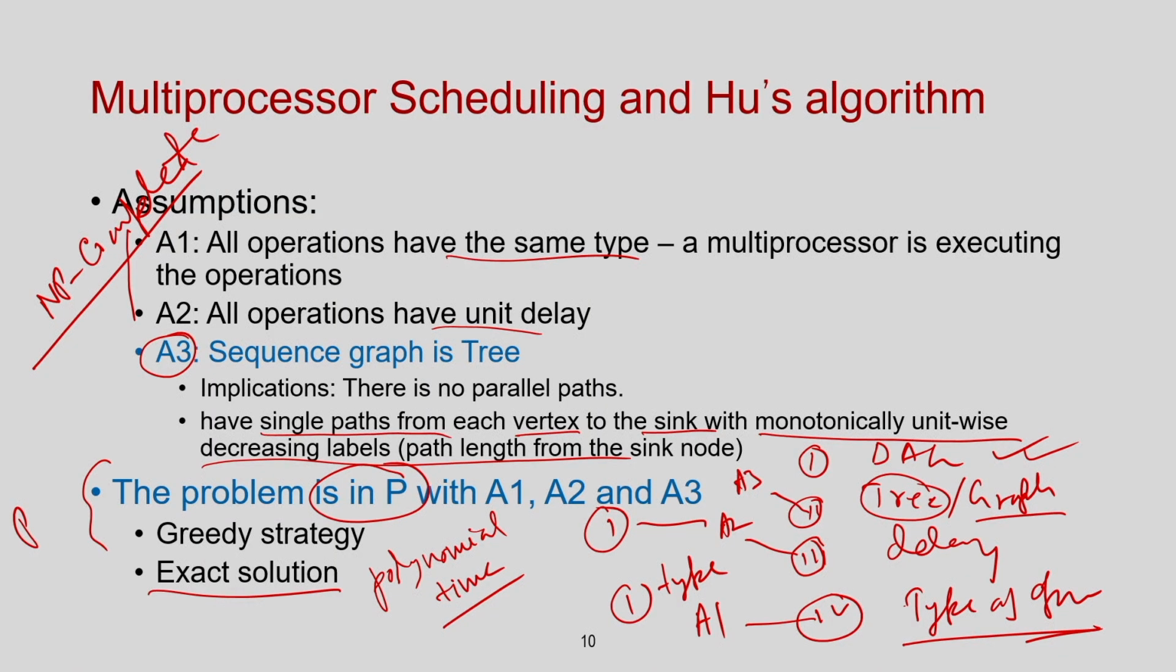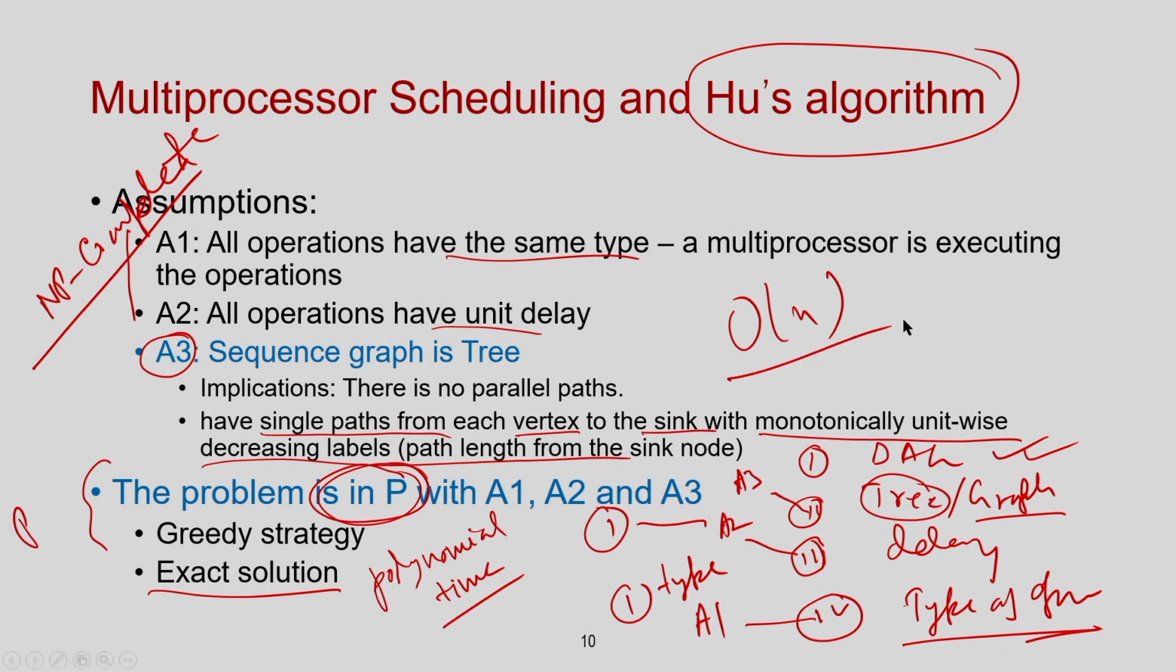once you have these 3 assumptions, A1, A2 and A3, your problem becomes P and you can have an efficient solution. In the next class, I am going to explain one such algorithm, which is called Hu's algorithm, which solves this problem in order of n time, very fast, when these 3 assumptions hold for a sequencing graph.